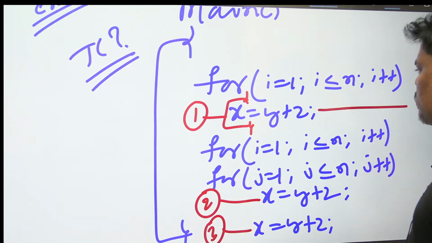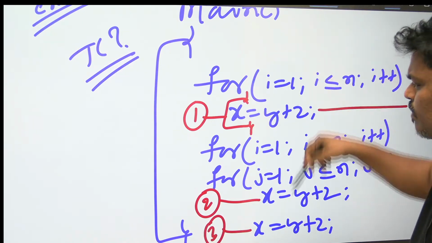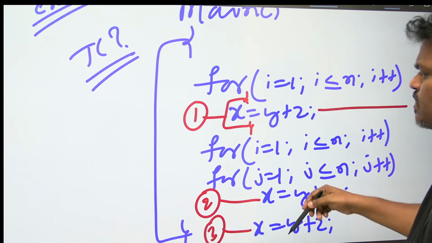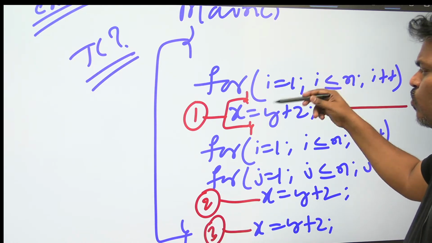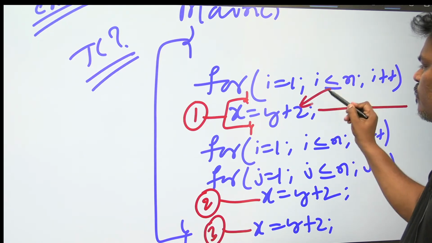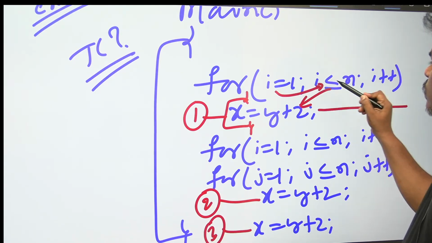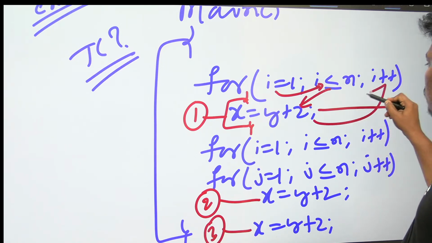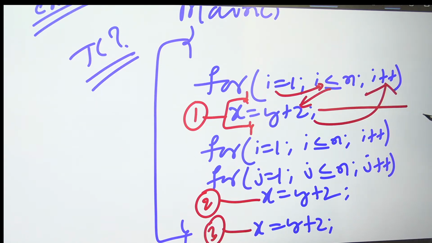Now listen, whenever this program is running, the first statement will execute how many times? For each i value it will execute. So the first statement will execute n times, which is known as order of magnitude.